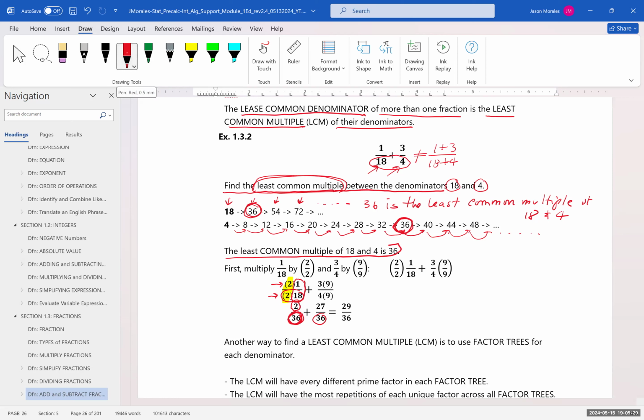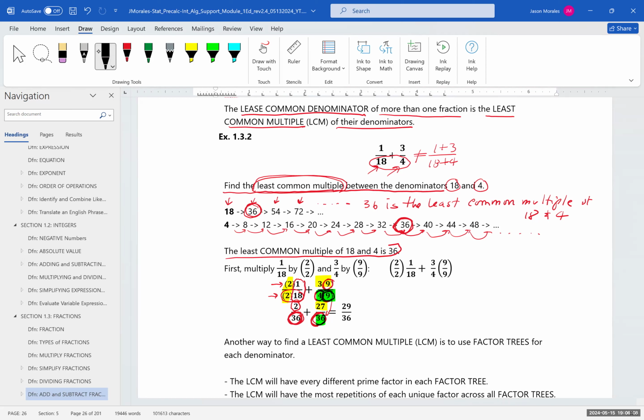Now over here on this second fraction, 3 over 4, we need to somehow get this denominator of 4 to be a value of 36. Well, how do we get 4 to be 36? Well, we have to multiply it by 9, because 4 times 9 is 36. But we can't just multiply the denominator by 9. We also have to multiply the numerator by 9 as well. And so 3 times 9 is 27, and 4 times 9 is 36.